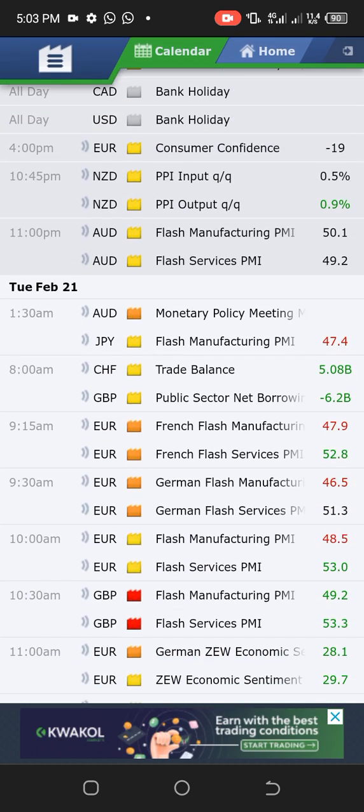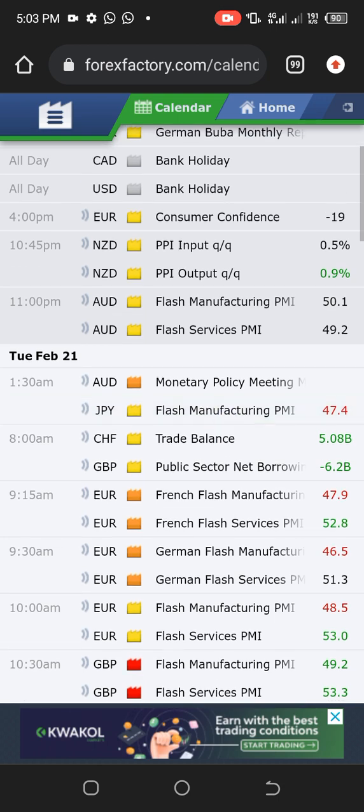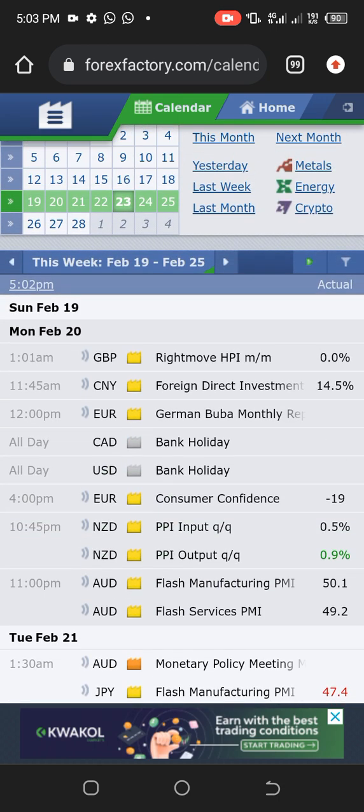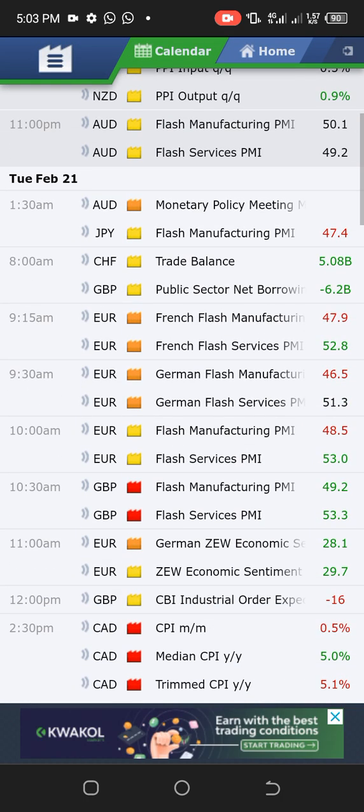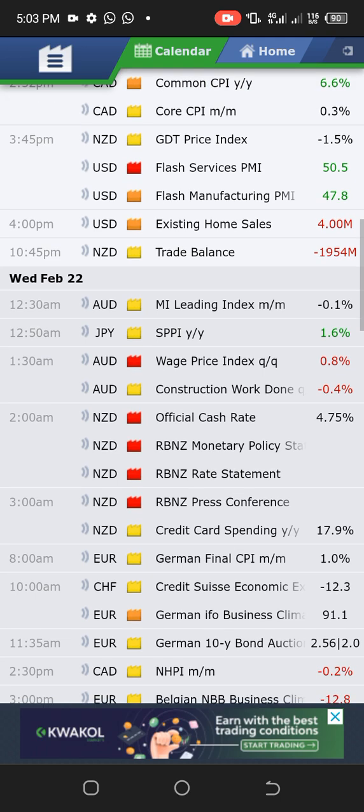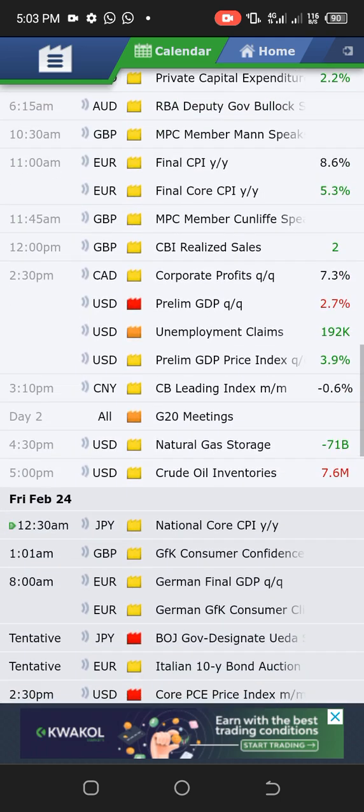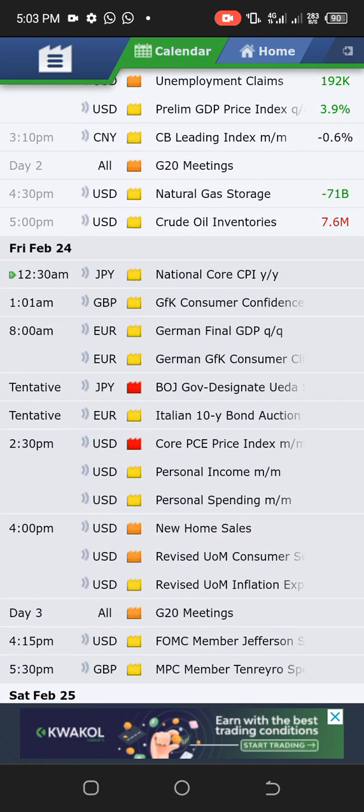So this is it. You can see different currencies here. Now one thing is to know the site, another thing is to know how to make use of it and trade profitably. Now this is the news. I think this is for Friday, February 24th. That's tomorrow. This is the news for tomorrow.